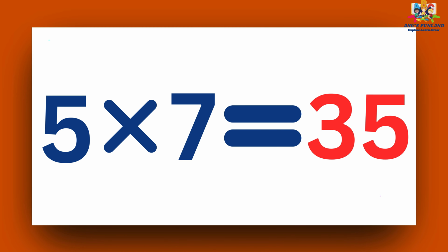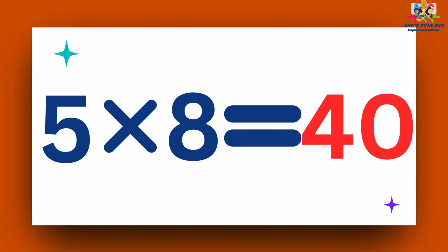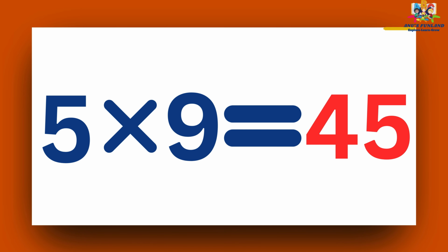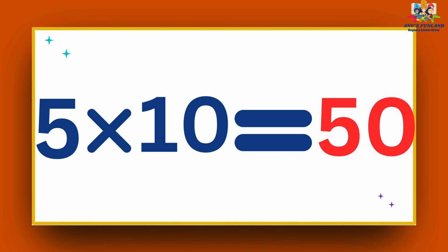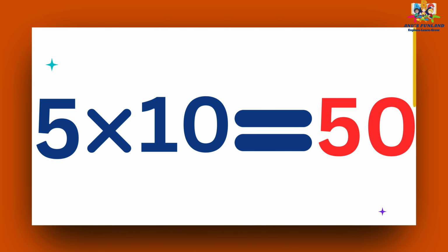5 sevens are 35. 5 eights are 40. 5 nines are 45. 5 tens are 50.